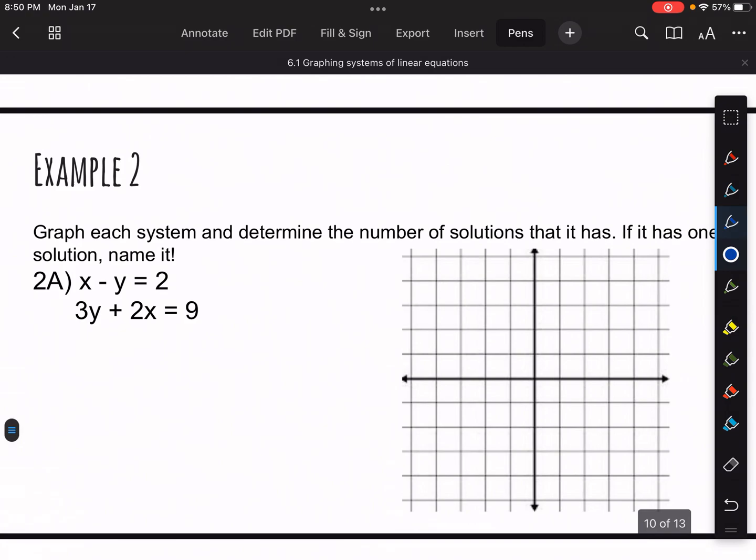I'm going to let you do 2B, and then we'll be done with the lesson. So here we go. For 2A, since it's kind of in general standard form here, I'm just going to plug a 0 in for these.